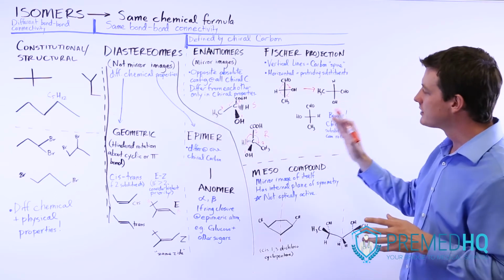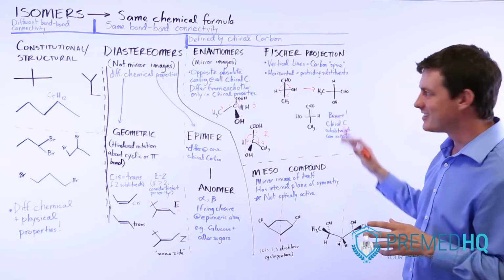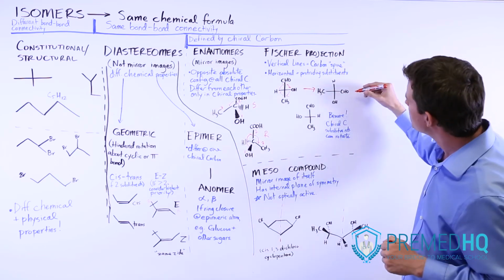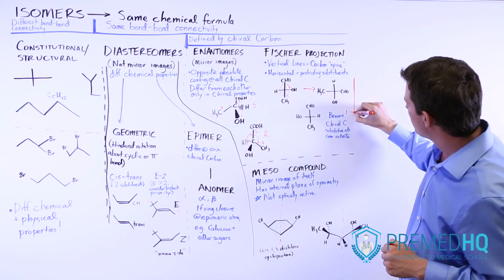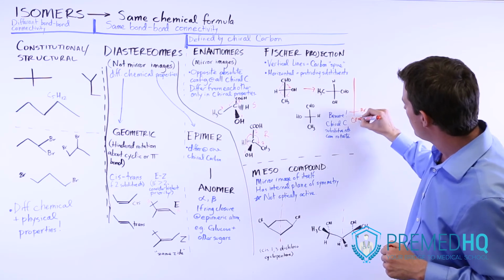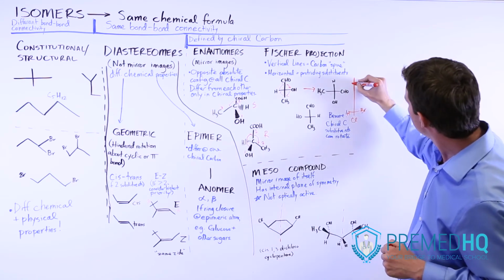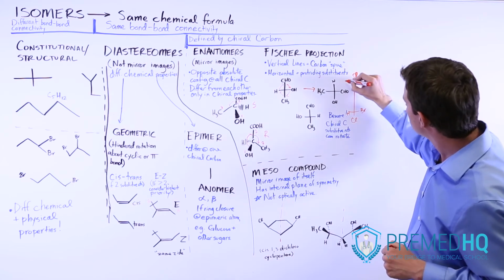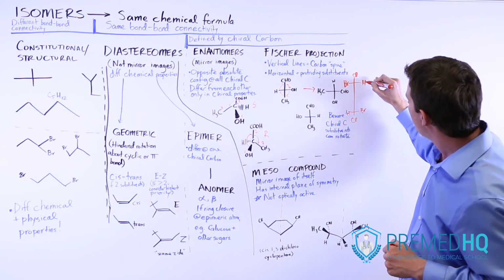Another thing that's useful to consider when you're dealing with Fischer projections, and this is why it's such an important part of isomers, is that a lot of times it can be used to disguise a meso compound. And so let's look at, we'll just draw a meso compound here like this, and let's say Cl here, Br here, and H there.